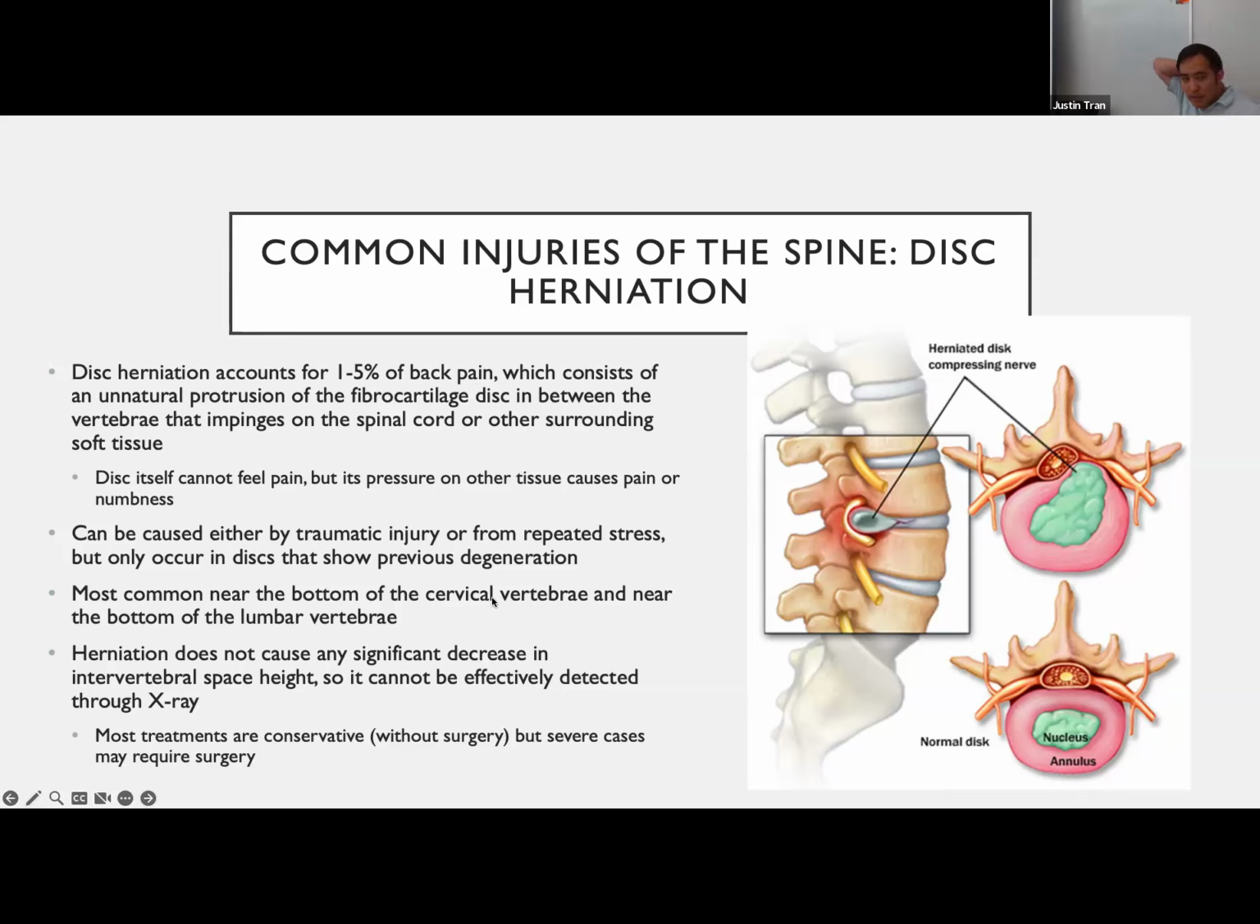Your cervical spine is near the neck, right? And so your neck experiences a lot of stress, but most commonly it's going to be at your lumbar vertebrae, which is where most of the load bearing takes place. Okay.